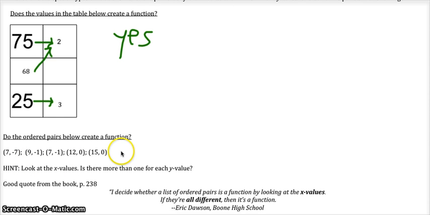Take a look at the ordered pairs below. You have 7, -7, 9, -1, 7, -1, 12, 0, and 15, 0. Look at the x values. Is there more than one for each y value? Well, you've got a 7 here that's paired with a -7. And you also have a 7 that's paired with a -1. So no, this is not going to create a function.